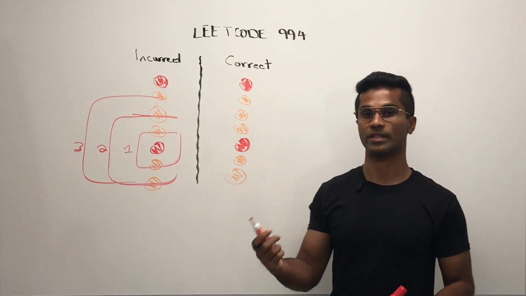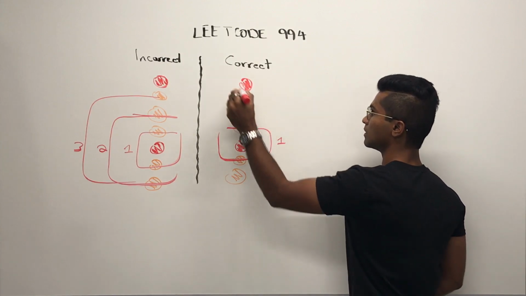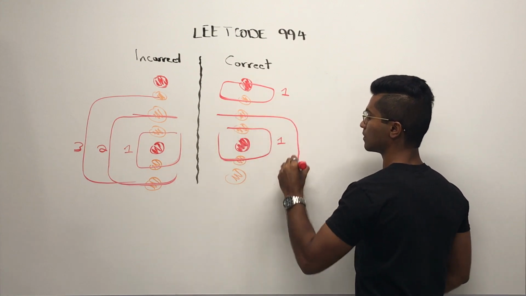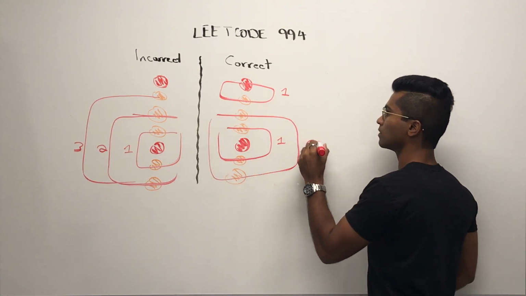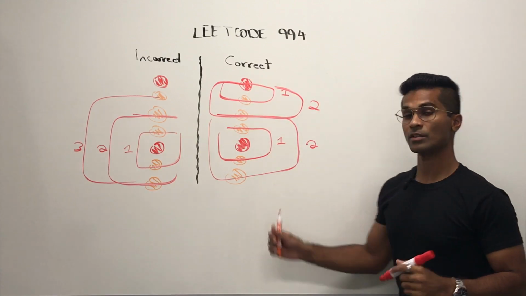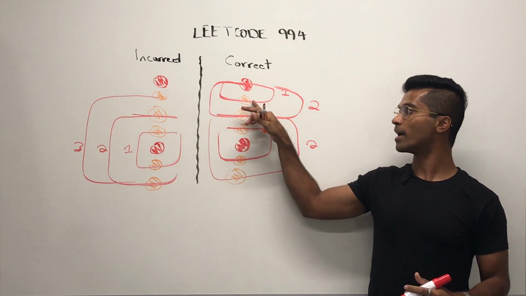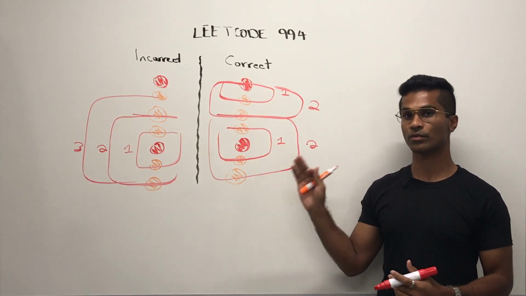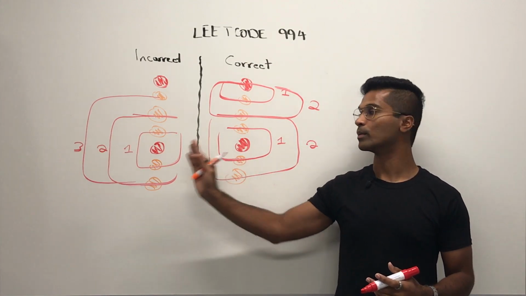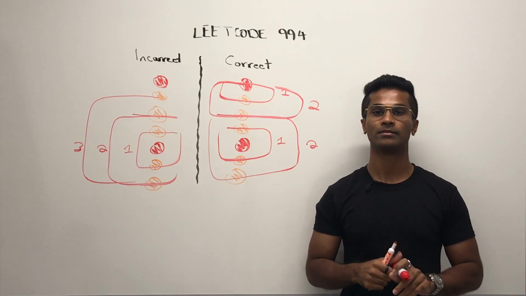The correct approach is this. So technically, this orange is being rotten by both this one and this one. So the correct answer for this connected component would be 2. The incorrect answer for this connected component would be 3. So let's look at how the code is being run.